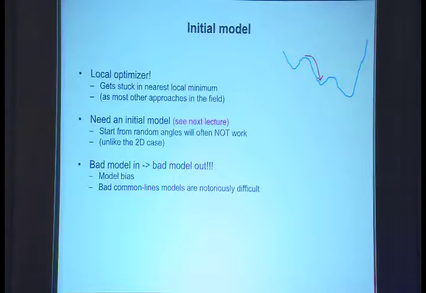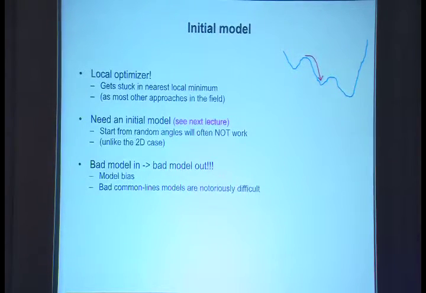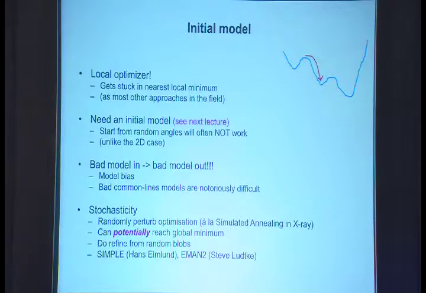In particular, if you use a common lines method to start with the projections which are derived from images, and if you had a bad model, then again you will get a very bad model out. And there is another way of getting an initial model, which is stochasticity, which means that instead of getting stuck in the local minimum, you can make it jump. It's similar to what you do in simulated annealing in X-ray. Then you can potentially reach the global minimum instead of a local minimum.